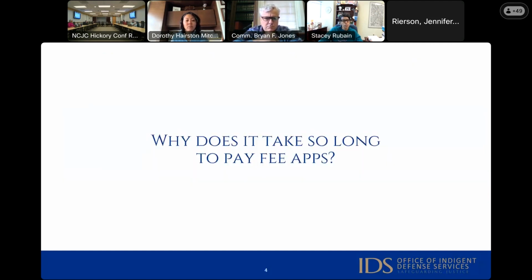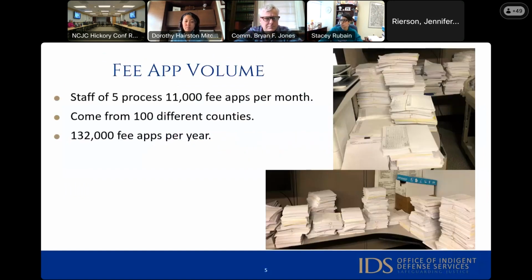Why does it take so long to pay these fee apps? First, to answer that, we have to remember that PAC are paid by fee applications, and a staff of 5 people currently process about 11,000 fee apps per month. Wow. These apps come from 100 different counties with 100 different ways of doing things. It's approximately 132,000 fee apps per year. Those payments are in addition to issuing vendor payments, employee reimbursements, MAC contractor payments, expert payments, investigators, and paying our capital cases and appellate cases.